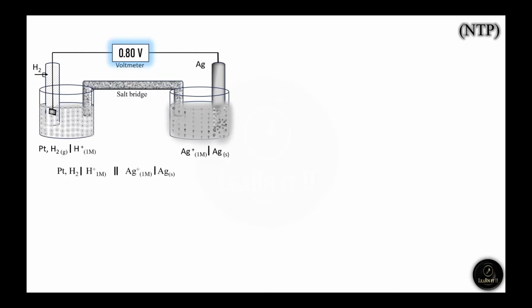This cell is represented by platinum, which is in contact with hydrogen, which is in contact with H+, which are connected to the salt bridge, which are in contact with silver ions, whose concentration is 1 mole, then silver, which is solid. So here hydrogen acts as the anode, silver acts as the cathode.